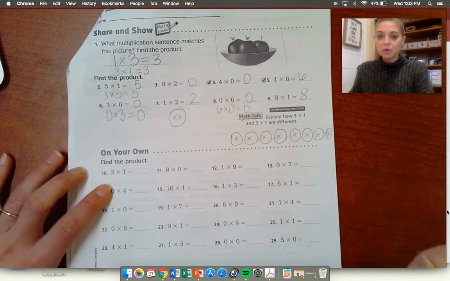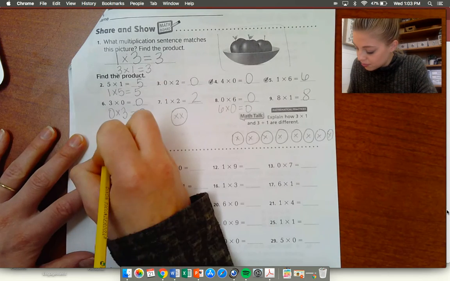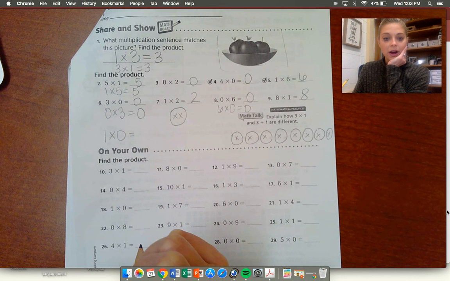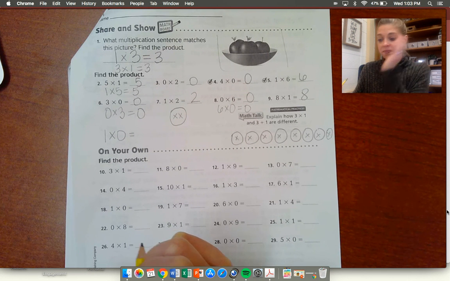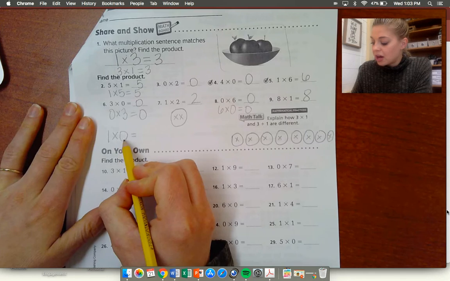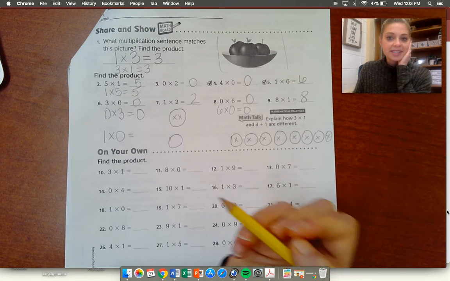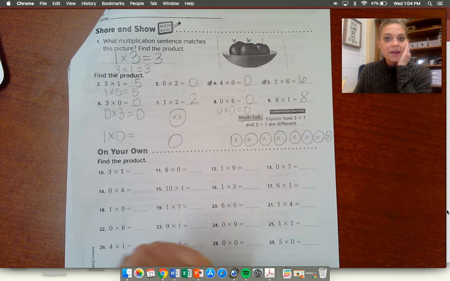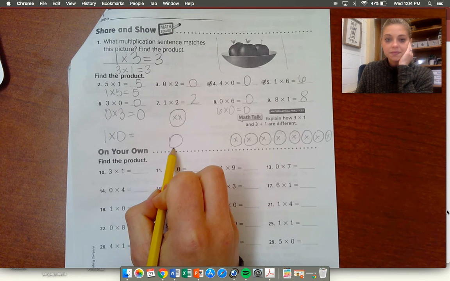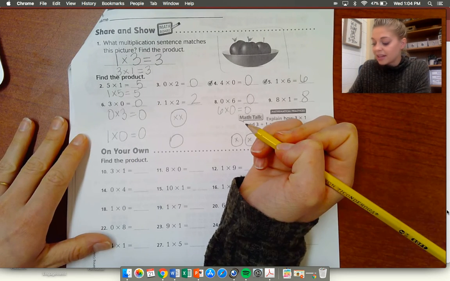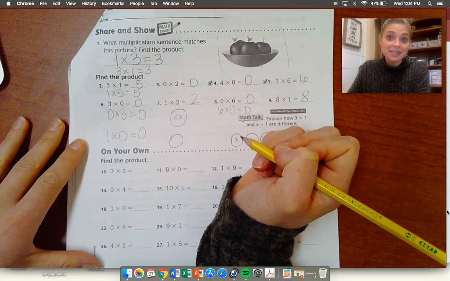I want to give you one more problem. What about 1 times 0? Would it be 1 or would it be 0? Let's draw a picture. One group of 0. So I have one group and 0 objects in it. So how many objects do I have inside this group? 0, right? So the answer to 1 times 0 is 0. And that is the same as 0 times 1 would also be 0.